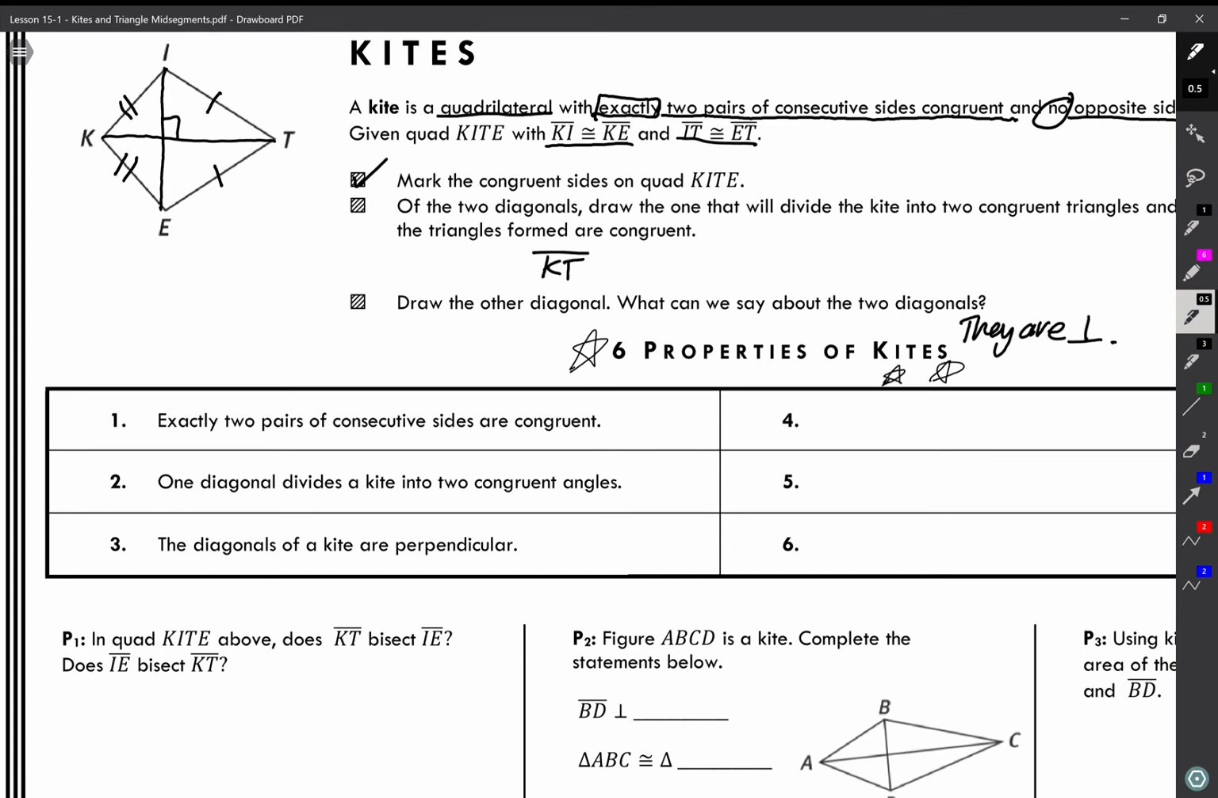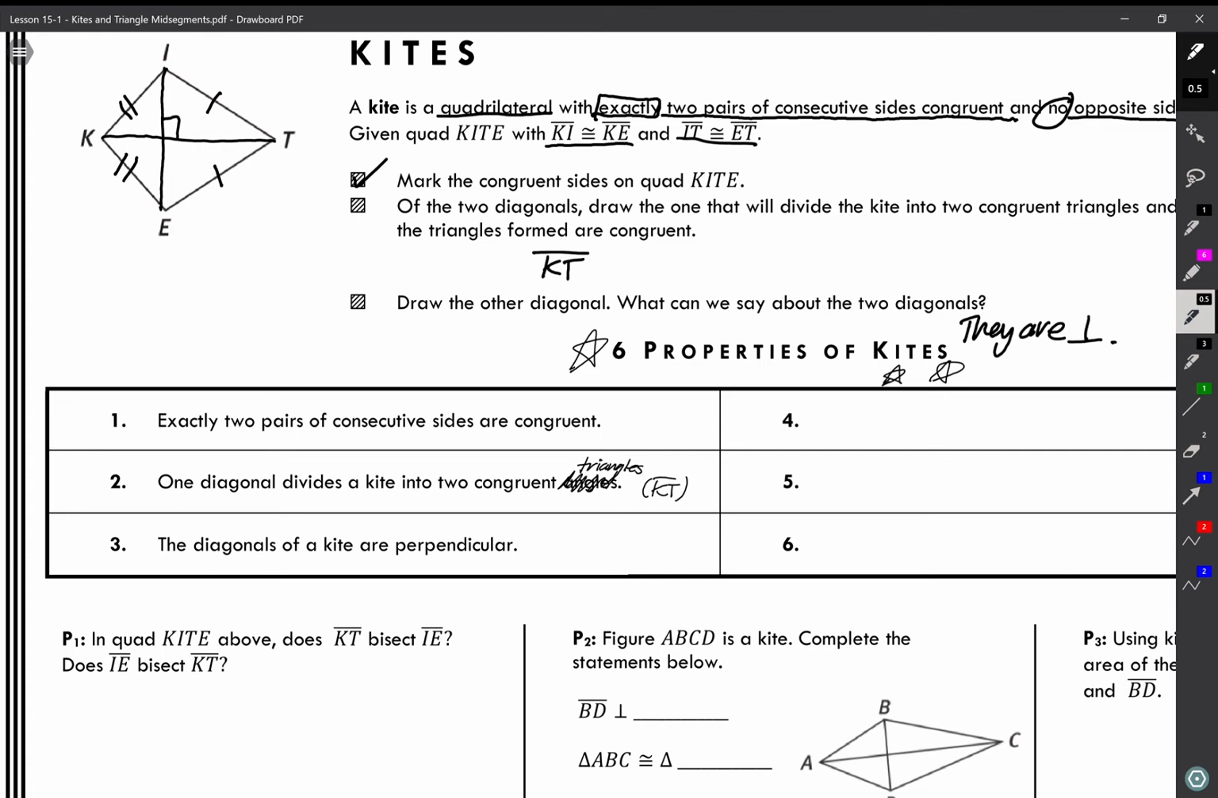Number 2, one diagonal divides a kite into 2 congruent, instead of angles, this will be triangles. And that's KT does that for us. So we can even write KT right here if we want, just to give an example. And then the diagonals of a kite are perpendicular. Remember, if 2 things are perpendicular, they intersect to form right angles. So that's what we did in our last little bullet right here.